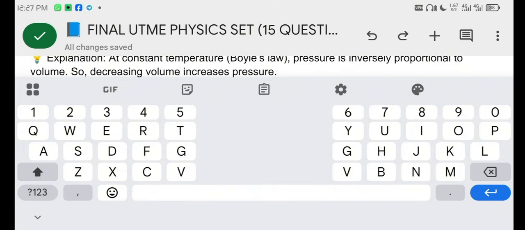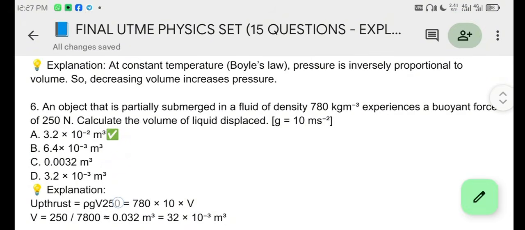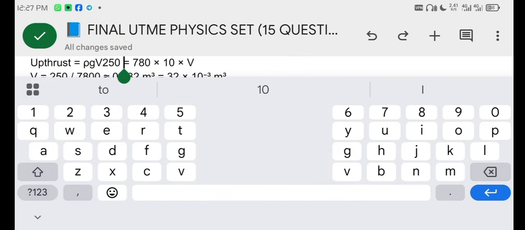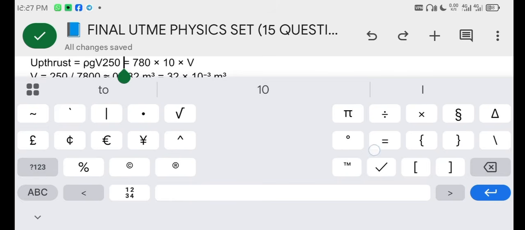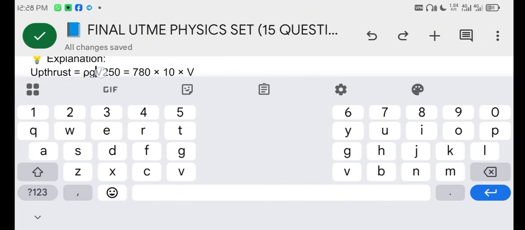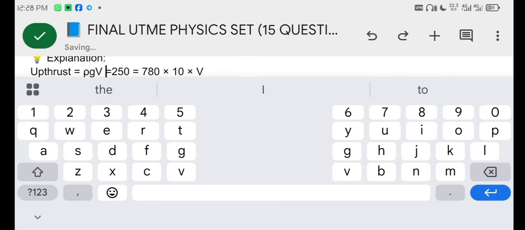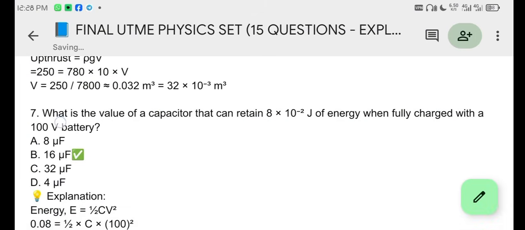So there's a mistake here that I would love to correct. Okay, I'm coming. Okay, alright, so it's okay like this now. So upthrust is equal to ρVg, which is what?